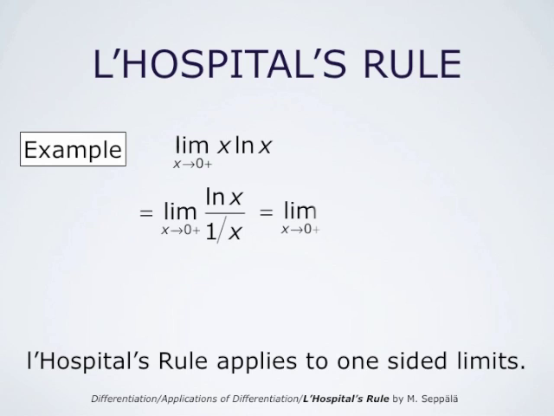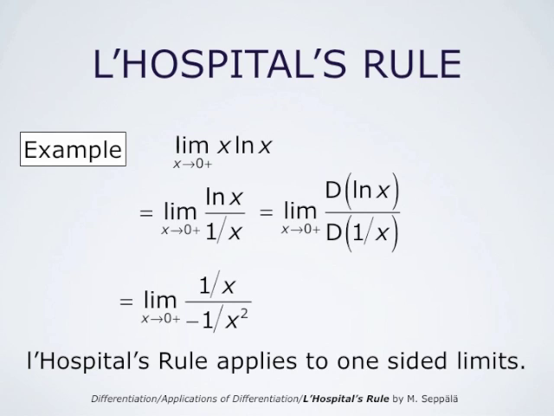According to L'Hopital's rule, the limit of this expression is the same as the limit as x approaches 0 through positive numbers of the derivative of ln of x divided by the derivative of 1 divided by x. The derivative of ln of x is just 1 divided by x. The derivative of 1 divided by x is minus 1 divided by x squared. So this simplifies to negative x. So the limit of x ln of x as x approaches 0 through positive numbers is the same as the limit of negative x as x approaches 0 through positive numbers. But this limit is 0.